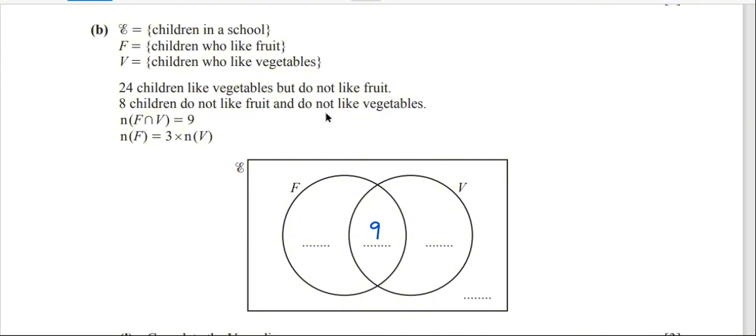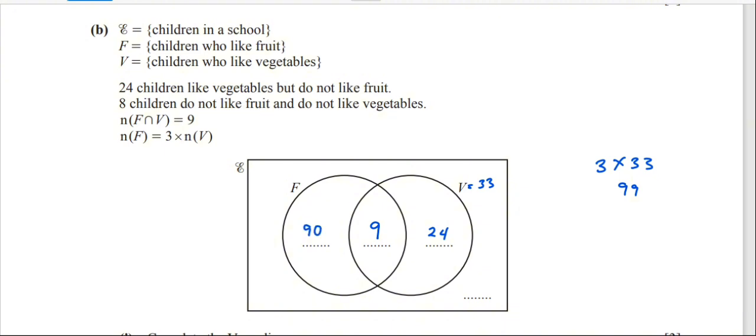Then we have that the number of people that like fruit is equal to 3 times the number of people that like vegetable. So let's work that out. The vegetable total here is 24 plus 9, that will give us 33. So 3 times 33, that will give us 99. So the total of these people here is 99. So here will give us 90, so that we can have 99 here. Okay, that's number of fruit equals 3 times number of vegetable.